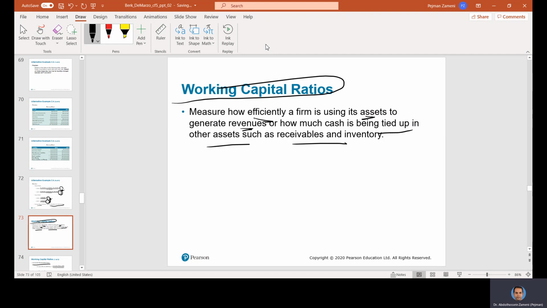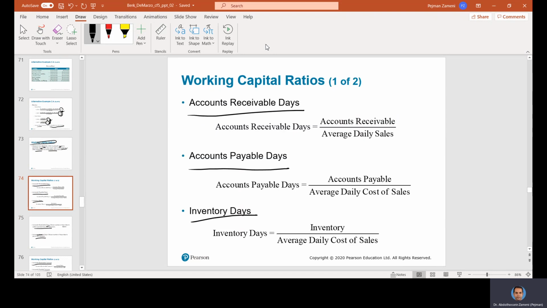Okay, working capital ratios measure how efficiently a firm is using its assets to generate revenues, or how much cash is being tied up in other assets such as receivables and inventory. That's a definition for working capital ratios. And of course, there are a few different formulas and ways of measuring the working capital ratios: accounts receivable days, accounts payable days, inventory days.